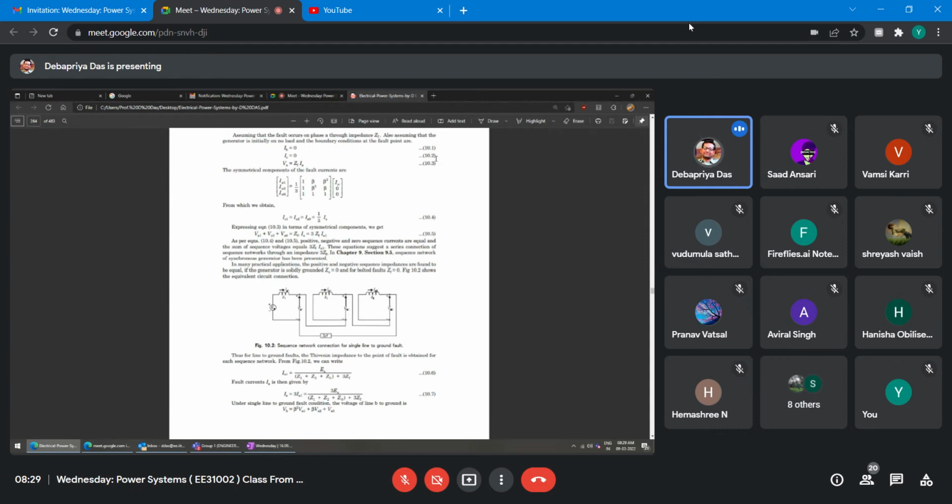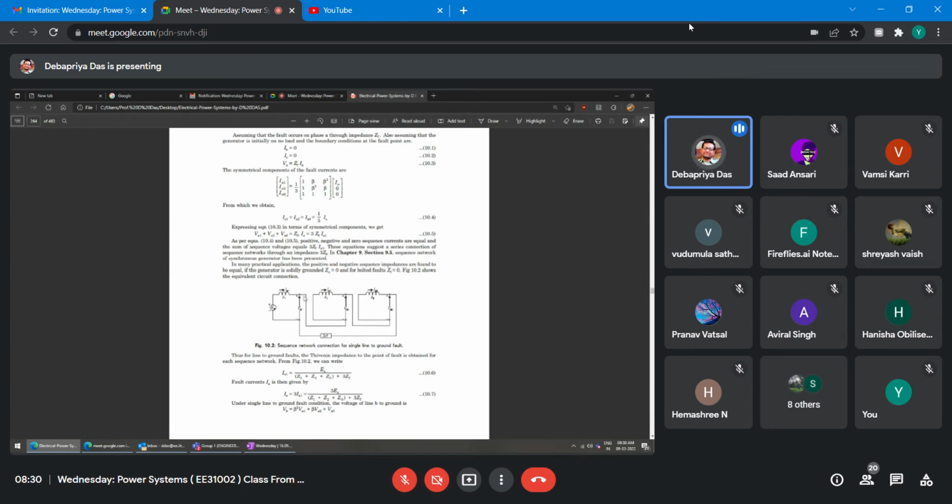Therefore, this equation 10.3, that is VA is equal to ZF into IA. VA is equal to VA1 plus VA2 plus VA0 is equal to ZF into IA, and this IA is equal to 3 into IA1. That's why it is 3 ZF IA, right? Now, for the positive sequence diagram, you know this is EA and Z1, and the voltage across this is V1, right? Then the negative sequence diagram, it will be Z2 with voltage VA2 across it, and this is Z0 with voltage VA0 across it.